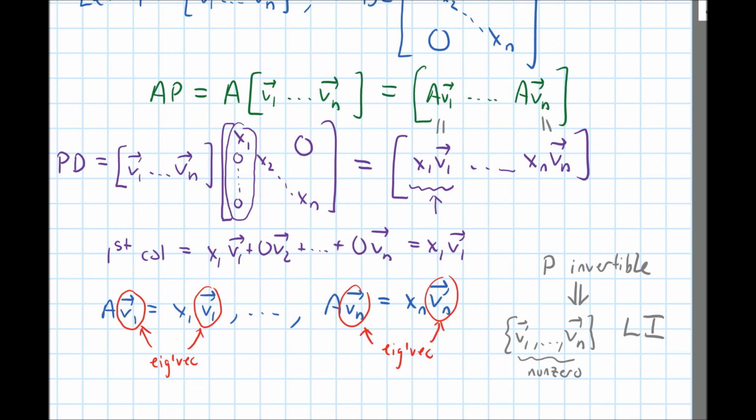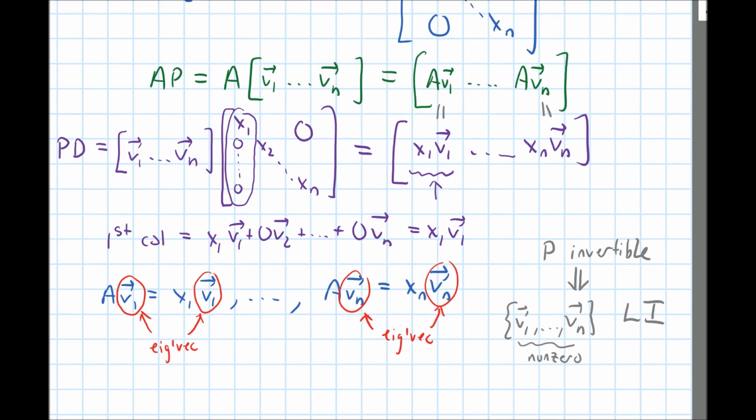And that means that the numbers, these coefficients that are in front of them, so this number x1 right here, is an eigenvalue. So if we wanted to, we could call this lambda 1 for our first eigenvalue. And similarly, xn is an eigenvalue. So if I wanted to, I could call this lambda n.